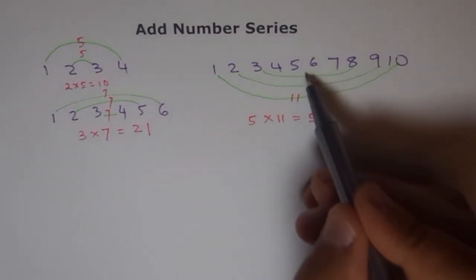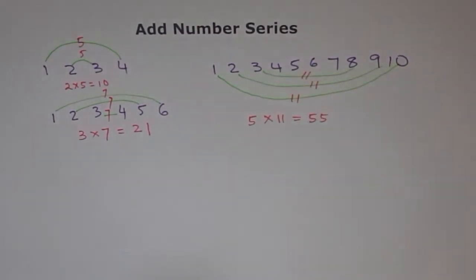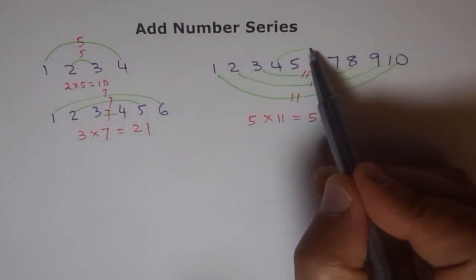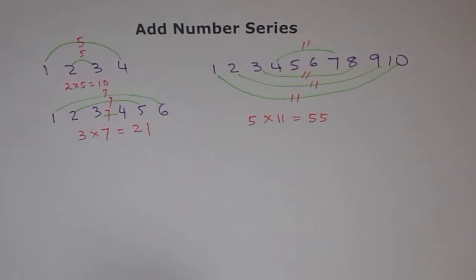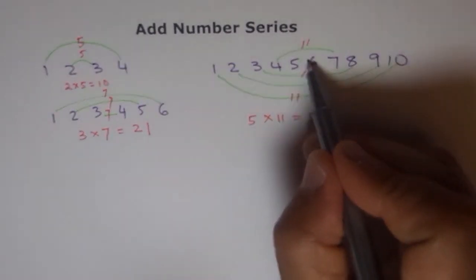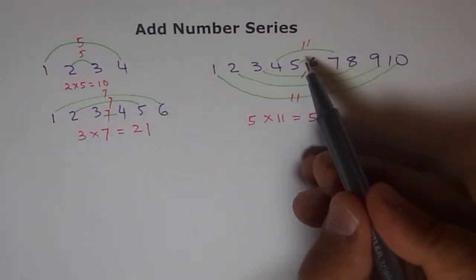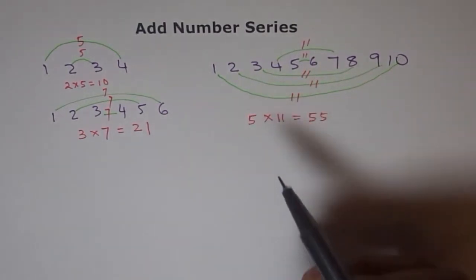This is also 11, right? And what about 4 and 7? 4 and 7 is also 11, correct? And how about 5 and 6? 5 and 6 is also 11. How many 11s do we have?